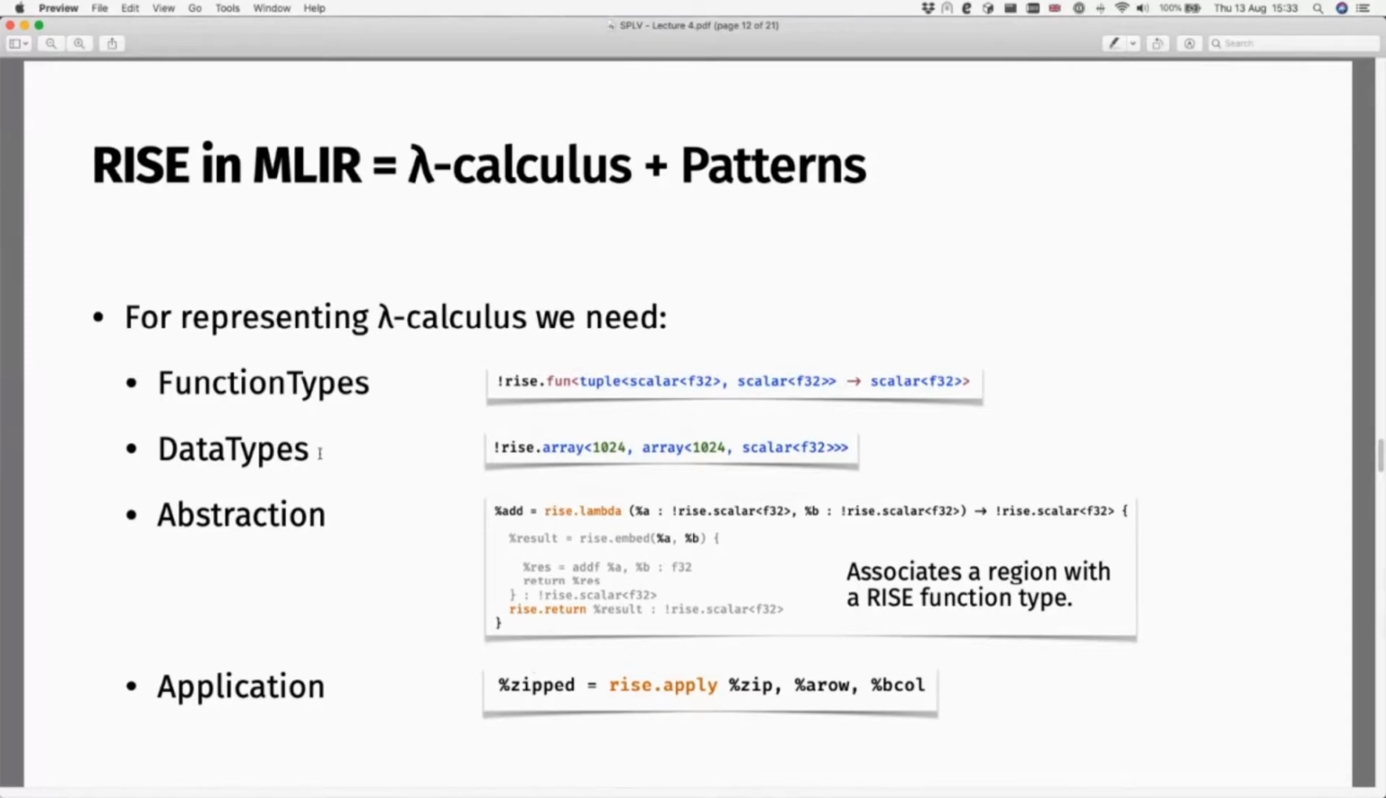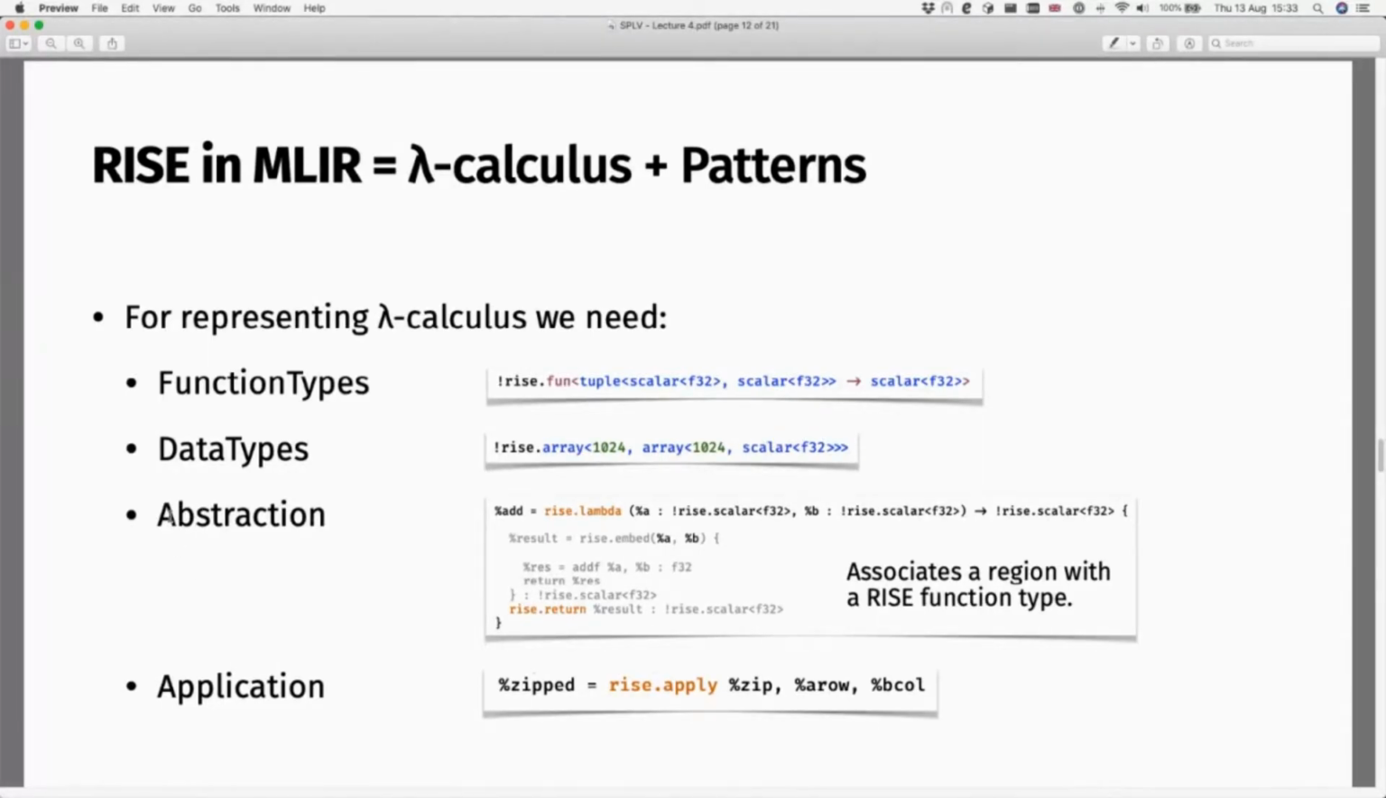And for representing lambda calculus, we need to somehow talk about our own types. There is this function type in MLIR for the operations, but to have more flexibility on our side, we want to be able to talk about our own functions, something that we create like these lambda abstractions. So we have our own function type, which essentially says, this is my input type, then the arrow, and this is the output type. We have our own multidimensional data types. For example, this is the same array type that we have seen before, where I have a float and then a two-dimensional array, so essentially a matrix.